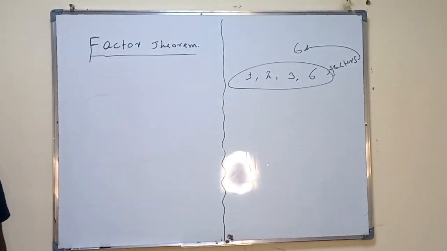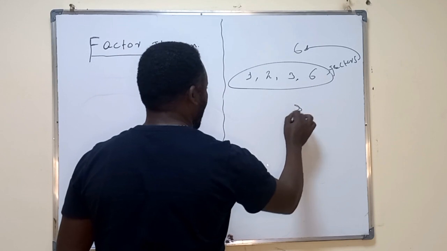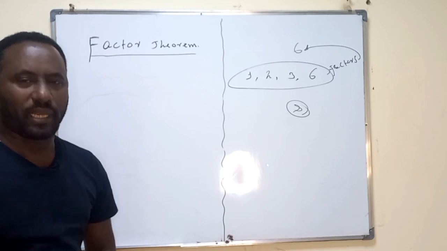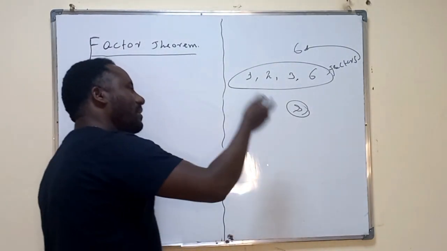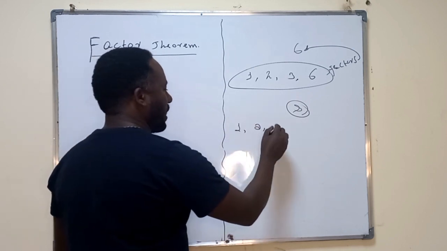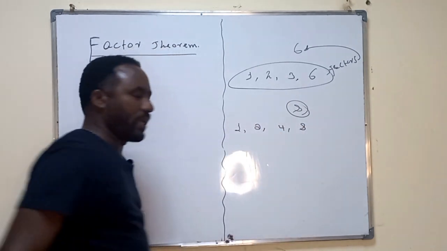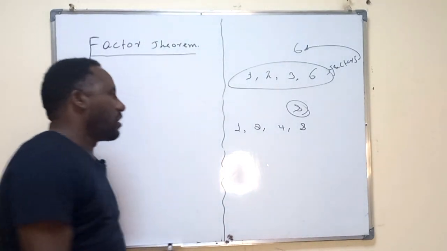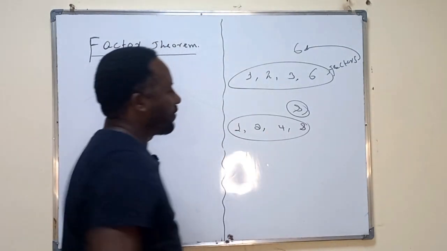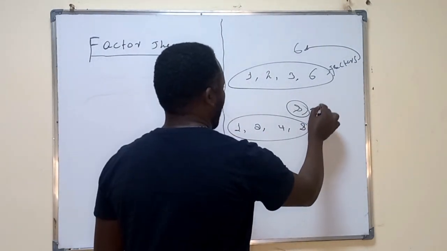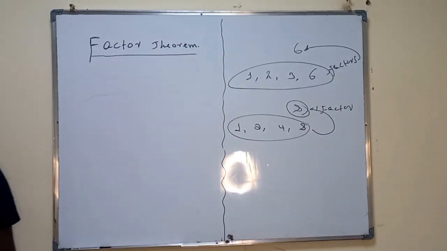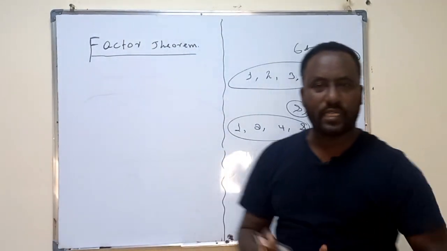Let me take another number, that's 8. What are the factors of 8? 8 can be divided without remainder by 1, 2, 4 and itself, 8. We can divide 8 without remainder only by these numbers, and because of this, these are the factors of 8. So you have to know what a factor in general means.